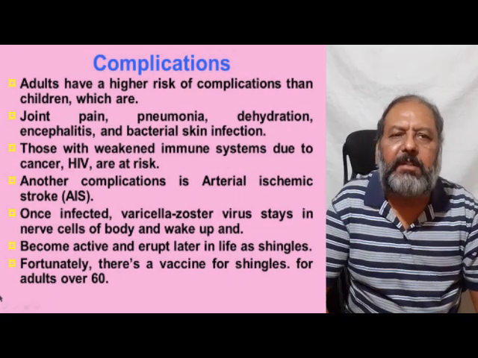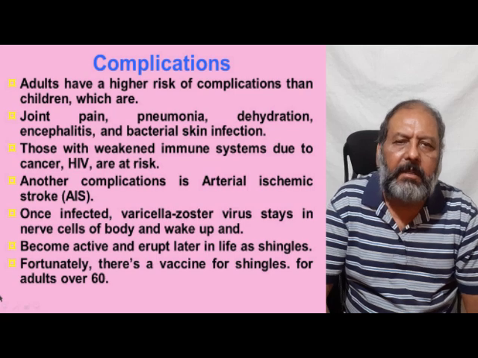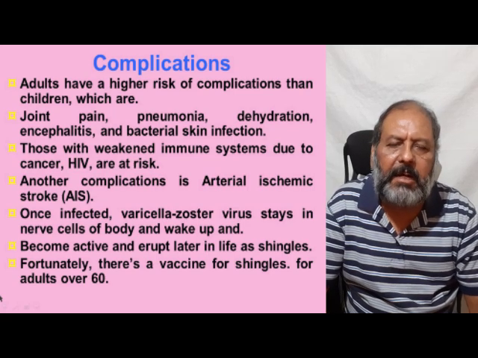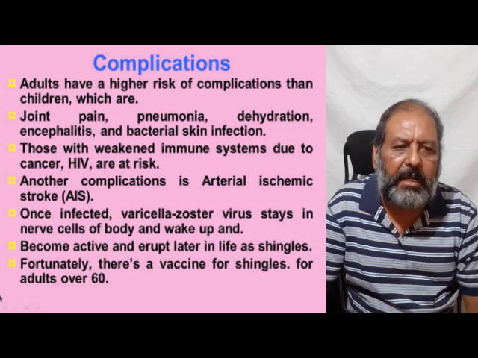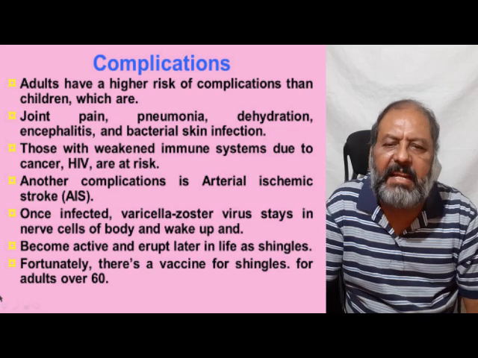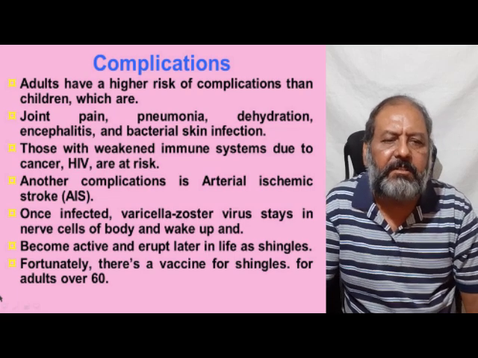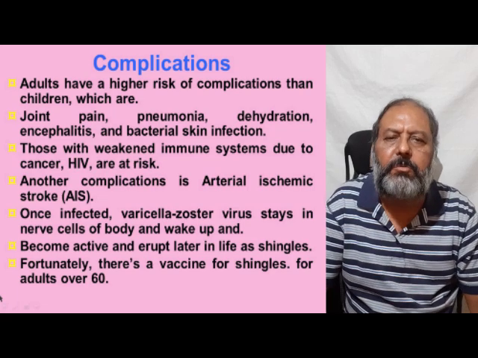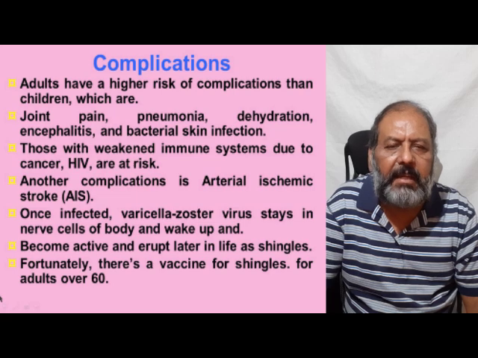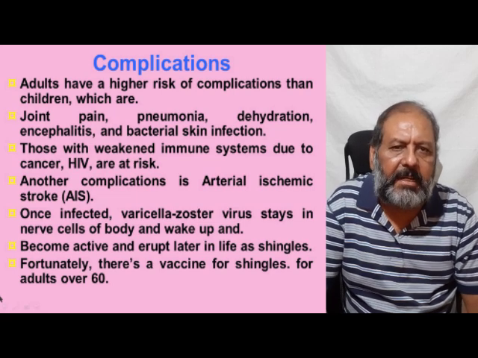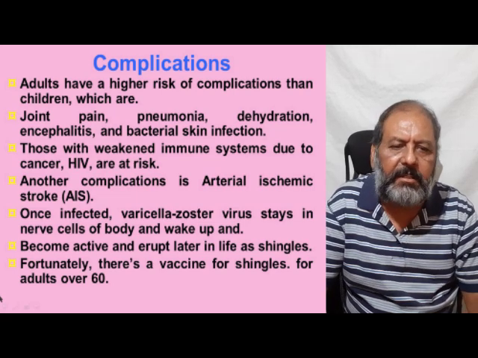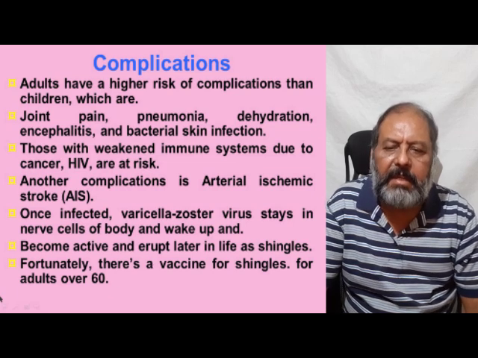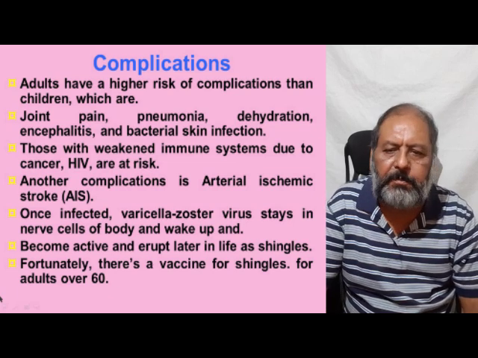Now, what are the complications of the chickenpox? Adults have a higher risk of complication than children, which are joint pain, pneumonia, dehydration, encephalitis, and bacterial skin infection. Those with a weakened immune system due to cancer, HIV, and other diseases are at higher risk. And another complication is arterial ischemic stroke, AIS, which is seen in chickenpox.